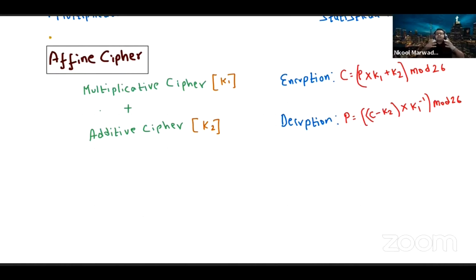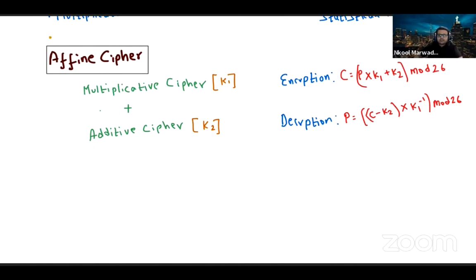So the affine cipher is a combination of the multiplicative cipher and the additive cipher. Two keys are used, K1 and K2. In encryption, first we do the multiplication: we multiply the plain text with the K1 key, then add the result with the K2 key and do the mod 26 to get the ciphertext symbol. In decryption, whatever ciphertext symbol I have, first I subtract K2, then I multiply the result with K1 inverse, and then do the mod 26. Then I will get the corresponding plain text symbol. So this formula is very clear to us.